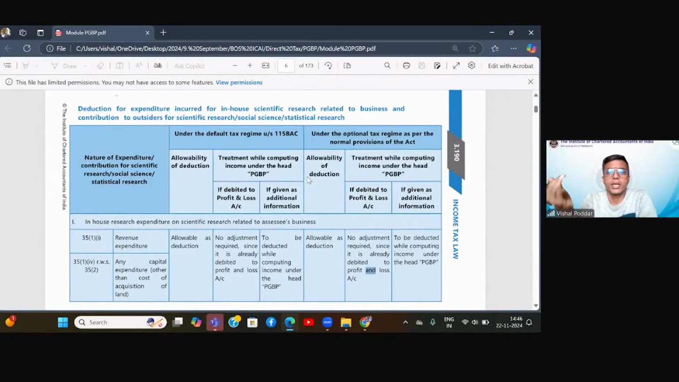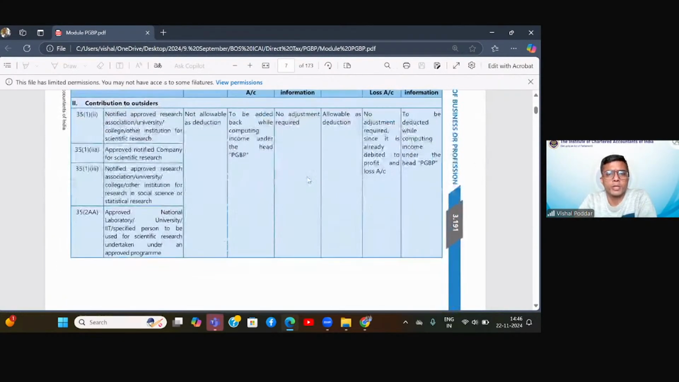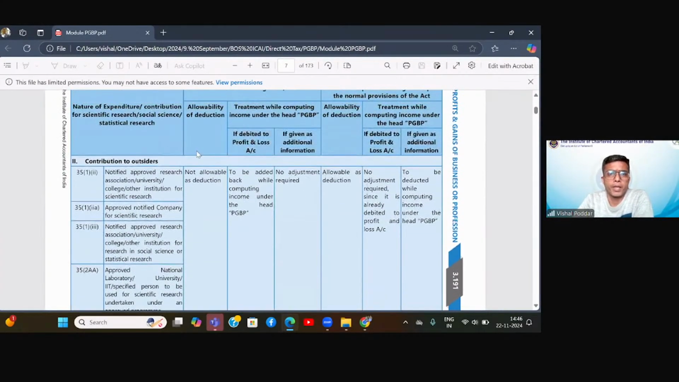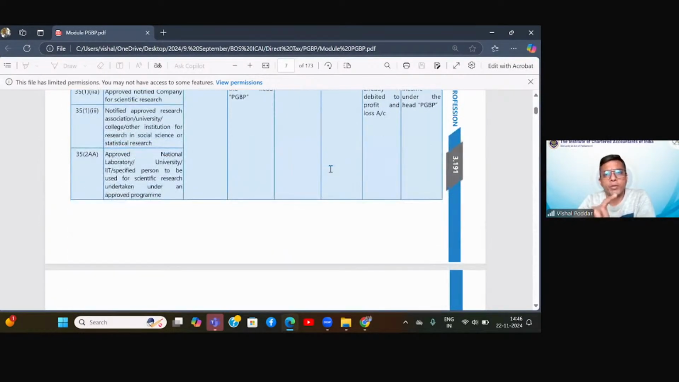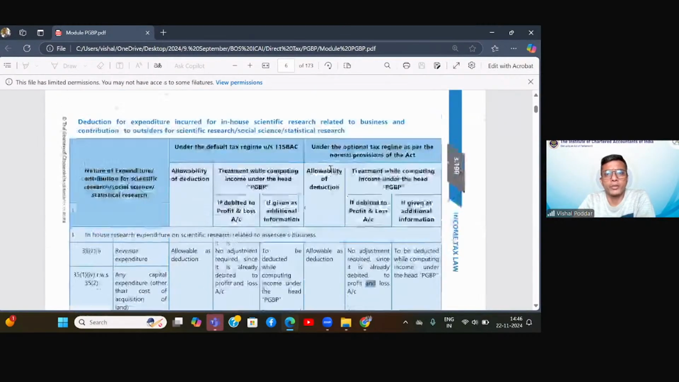In that case, it is allowed as deduction under the old regime, but it is not allowed as deduction under the new regime. So that is what you have to keep in mind. Whenever you are making payment to an outsider, there is a difference between old regime and new regime. See, allowability of deduction: under new regime not allowable, under old regime allowable. So only for payment to outsiders, not for in-house.